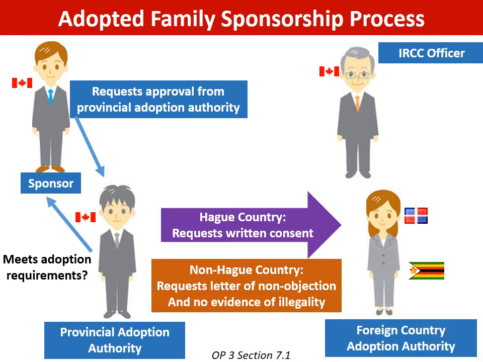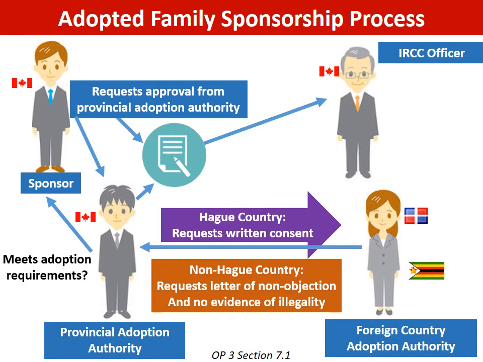That means that the country doesn't object to the sponsor sponsoring a child and taking a child out of the country as an adoptee. Of course, this is for everything really, but there has to be no evidence of anything illegal happening. So that would include, of course, human trafficking and that kind of thing. If everything's okay, that written consent or the letter of non-objection would make its way back, and then they work together on the application for immigration.